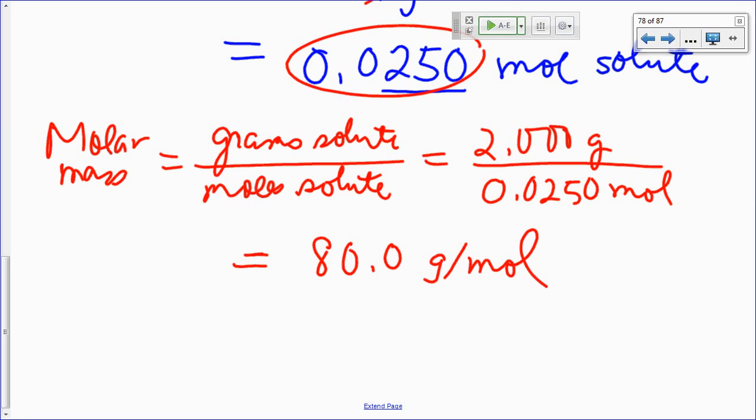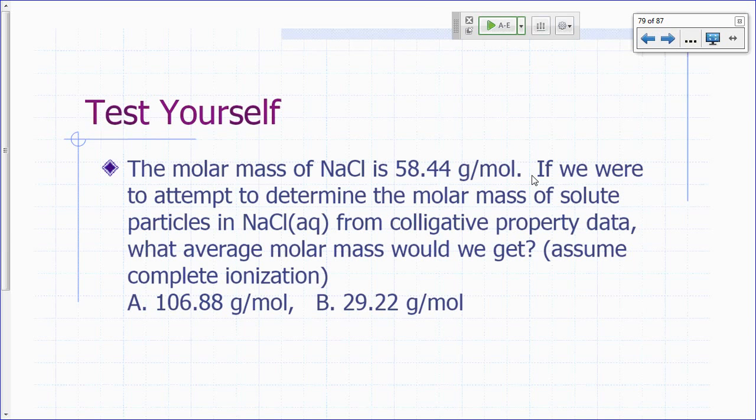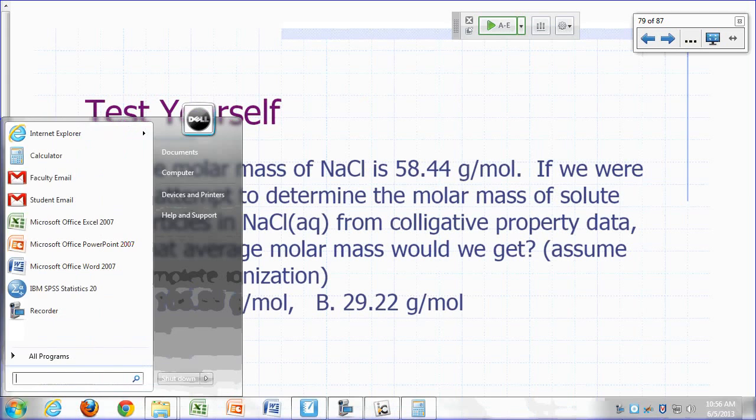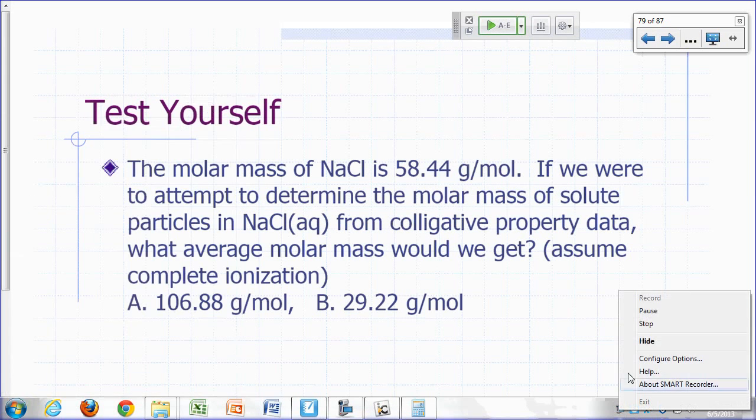So that's how you determine the molar mass from a colligative property. And so there are more problems for you to work on. I think I'll let you work that out yourself. So this might be a good time to take a break.